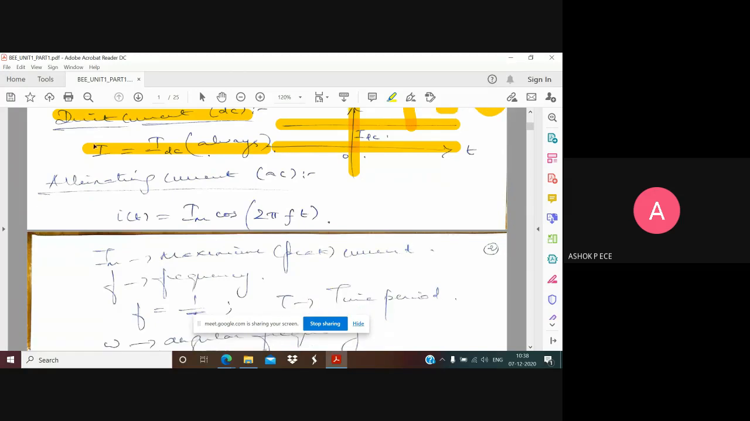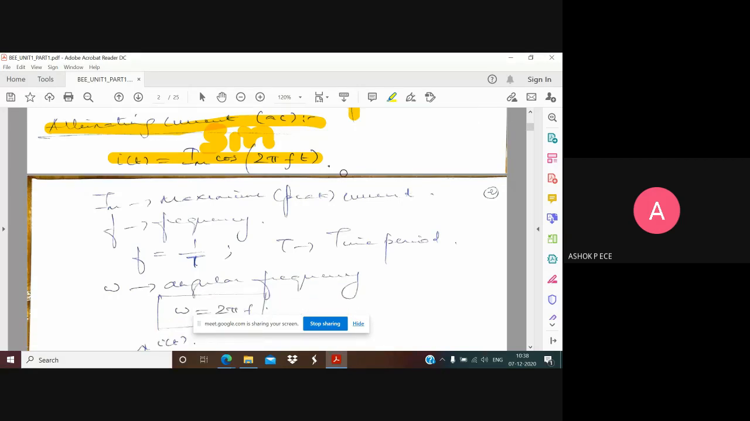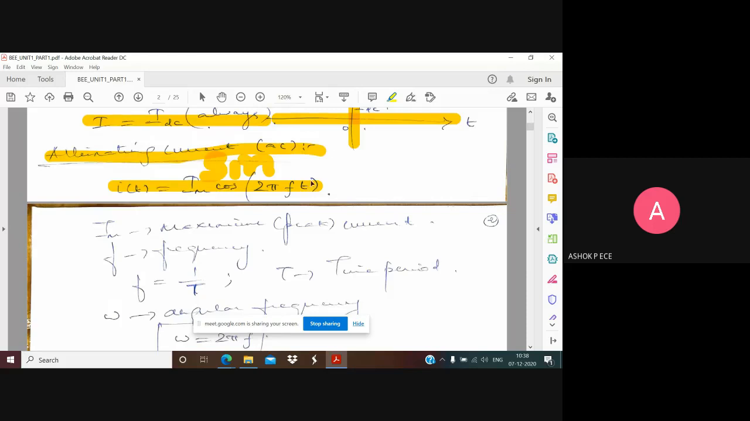Now the other type is alternating current or AC, and this is the general form of AC current. I of t is equal to Im cos 2 pi ft, and you can also write I of t is equal to Im sine 2 pi ft. In AC, we use sine and cos interchangeably, because they are periodic. They are repeating after a particular time, correct? This Im is the peak value of your current. It is called the maximum current or peak value of current, and f is your frequency.